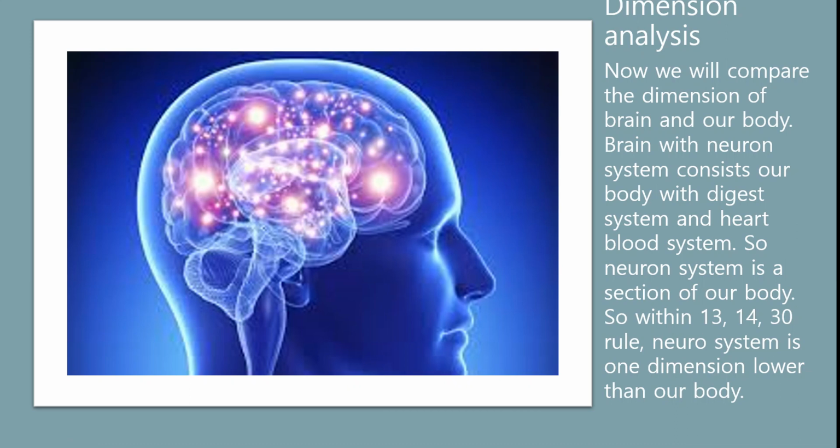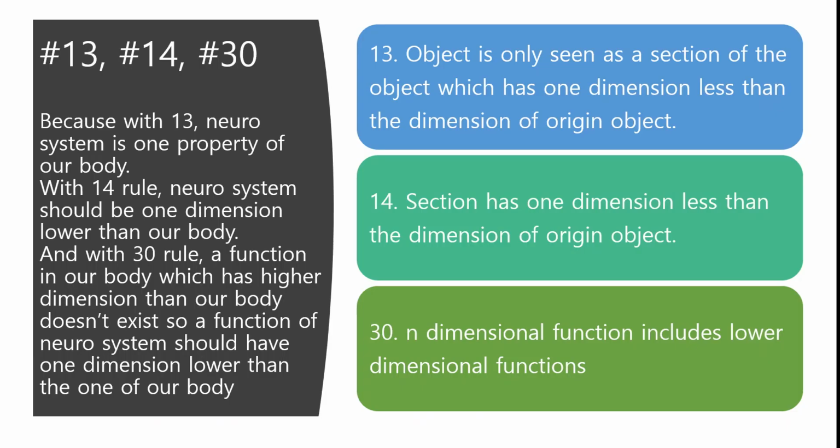The brain with the neural system is part of our body, together with the digestive system and the heart and blood system. So the neural system is a section of our body. Within the 13, 14, 30 rules, the neural system is 1 dimension lower than our body. Because with rule 13, the neural system is one property of our body. With rule 14, the neural system should be 1 dimension lower than our body.